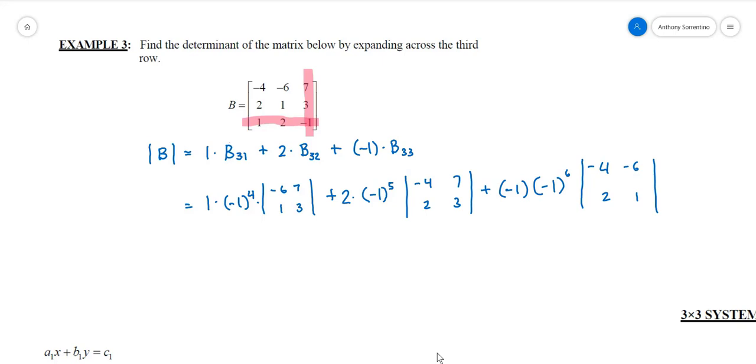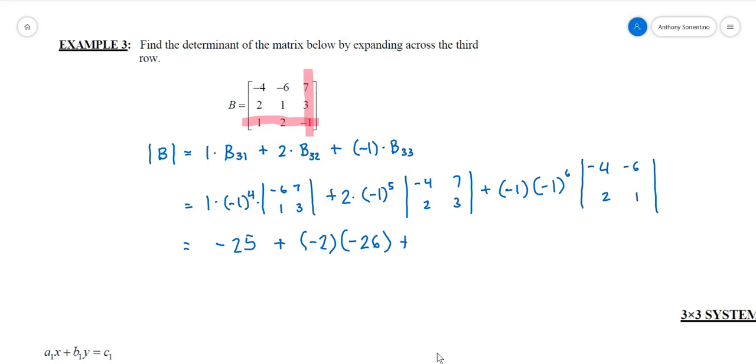That's kind of weird. So as I do this, I want to find these determinants. Negative 1 to the fourth is 1, so I'm just going to have 1 times this determinant. Negative 6 times 3 is negative 18, minus 7 is going to be negative 25, plus negative 1 to the fifth is negative 1, times 2 is negative 2. So I'm going to have negative 2 times negative 4 times 3 is negative 12, minus 14 is going to give me a negative 26.